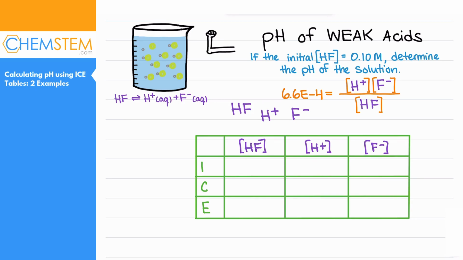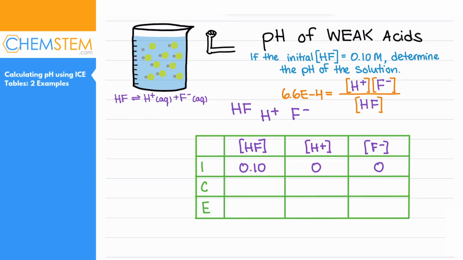So the initial concentration of the hydrofluoric acid is 0.10. And there is no concentration of the hydrogen ion or the fluoride ion initially. But it will change. Some of the hydrogen fluoride will break apart. How much? We don't know exactly. However, we know the ratio. If we look at our equation, there's a big invisible 1 here for our coefficients. 1 mole of HF gives us 1 mole of H and 1 mole of F.